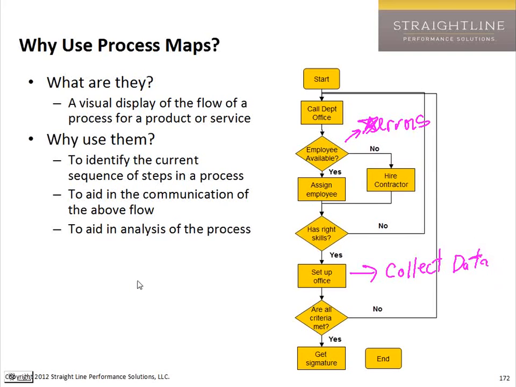Okay, so we can use it for that, but we can also use it to aid in communication, right? Because we can get everybody on the same page to say this actually is what the process looks like. In reality, a process map is just a model, just like anything else is. It's a model of how the process actually works. It's not really how the process works. It's a model of how the process works.